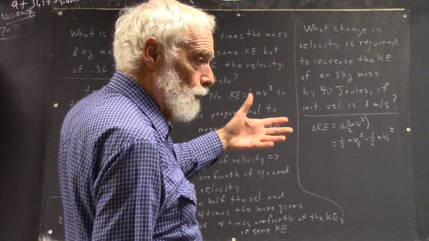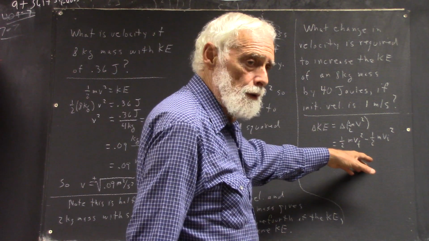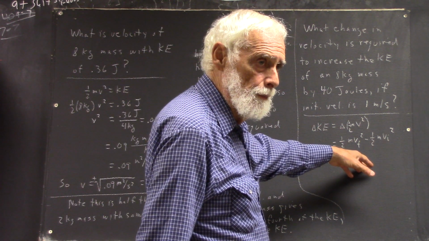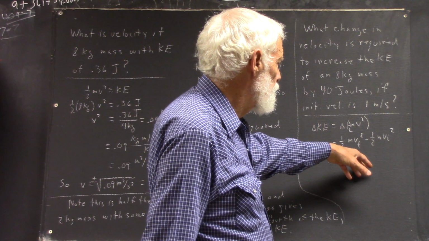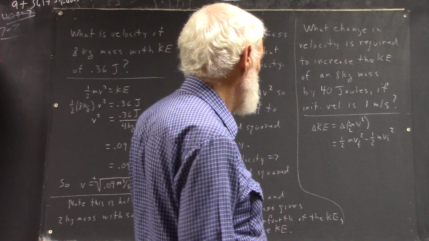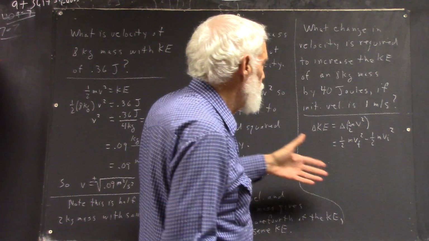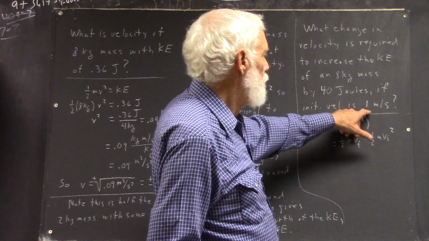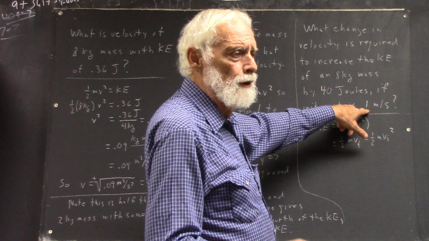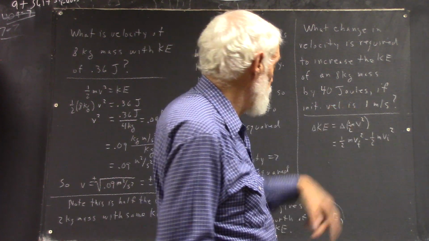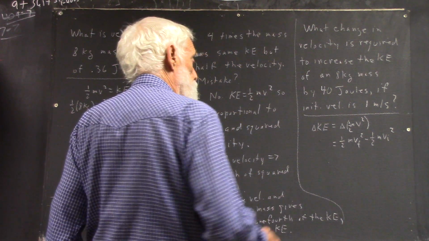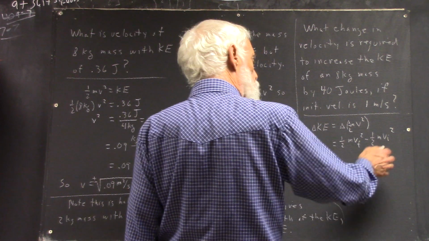Well, let's work it out with the numbers. We could work it out with the symbols and get a result, but that's not going to lead us exactly where I want to go with this. Because I want to then ask the question, what changes are required if the initial velocity is 2 meters per second or 3 meters per second. Okay? So I'm going to go ahead and work it out with the numbers.